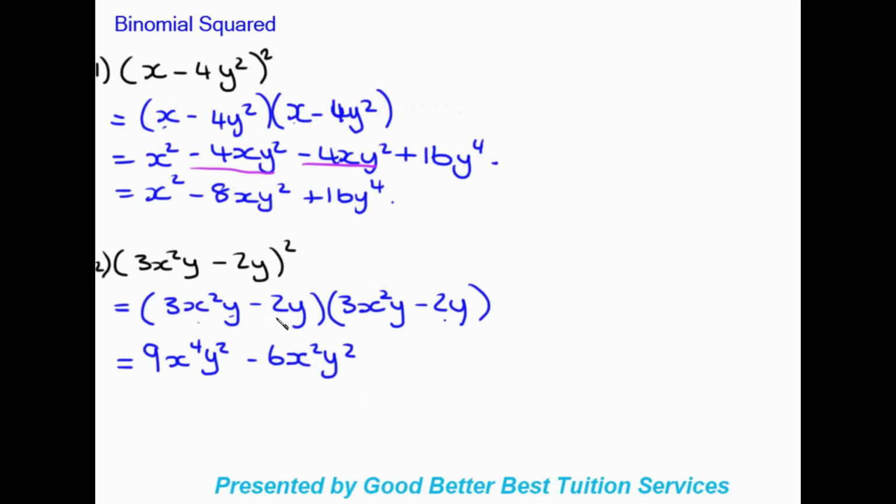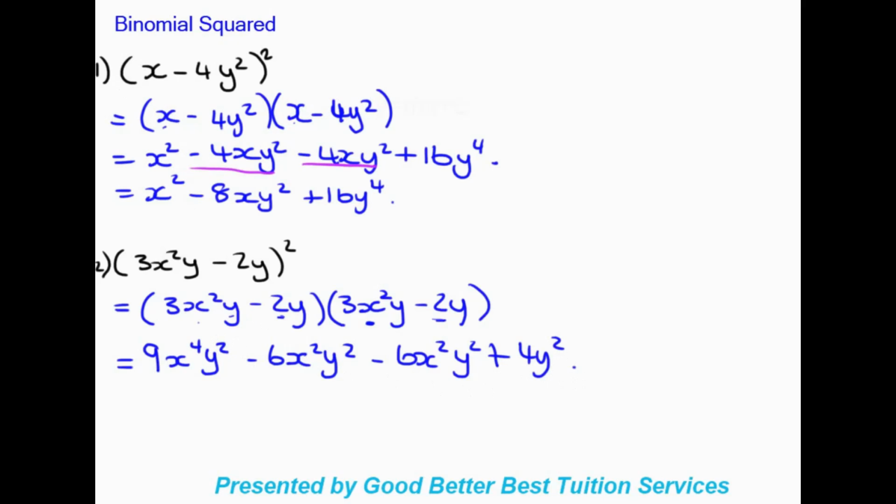Now we'll move on to our second term, which is negative 2y. So negative 2y over here is going to times 3x squared y. So negative 2 times 3 gives me negative 6. X has nothing to times, so we'll just bring that down as x squared. And then y times y gives me y squared. And then looking at the final one, negative 2y times negative 2y over here, so we're getting positive 4y squared.